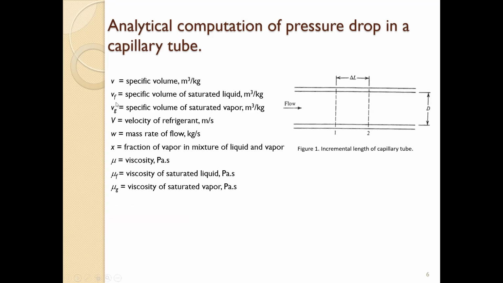Ito naman yung specific volume, v sub f, specific volume of saturated liquid, v sub g, specific volume of saturated vapor, V, velocity of refrigerant, W, okay. W yung ginamit dito na mass flow rate, x is fraction of vapor in the mixture of liquid and vapor, mu, ito mga viscosity. Okay. Marami kasi sa equation na gumamit ng W. So, gamitin natin yung W as a mass flow rate instead of m.